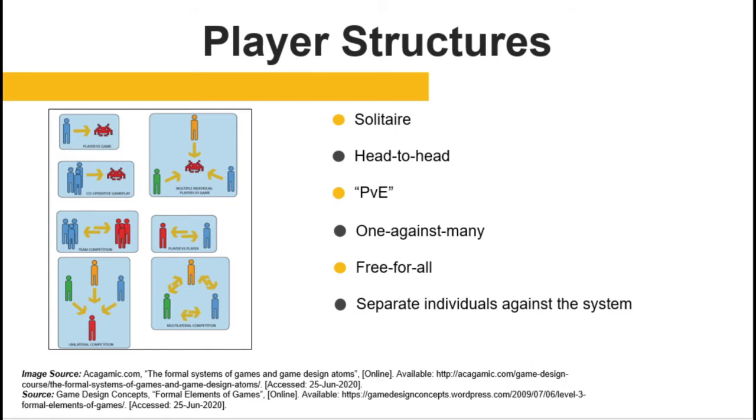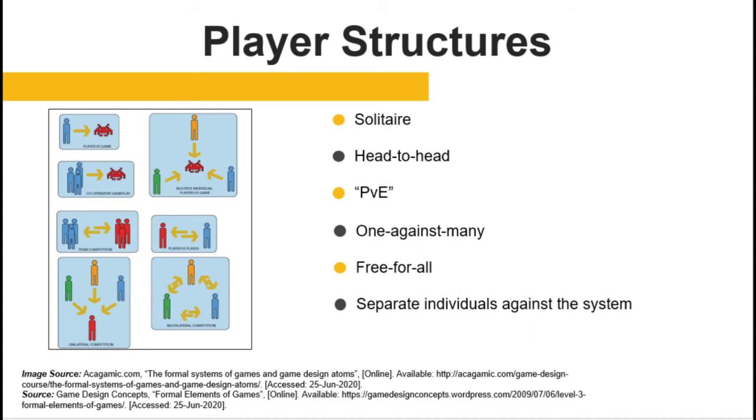For the player structures, we have solitaire, or one versus the game system. Examples include the card game Klondike, sometimes just called solitaire, and the video game Minesweeper. Next is head-to-head, or one player versus one player. Chess and Go are classic examples. PvE, or multiple players versus the game system. This is common in MMOs, or massively multiplayer online games, like World of Warcraft. Some purely cooperative board games exist too, such as Lord of the Rings, Arkham Horror, and Pandemic.